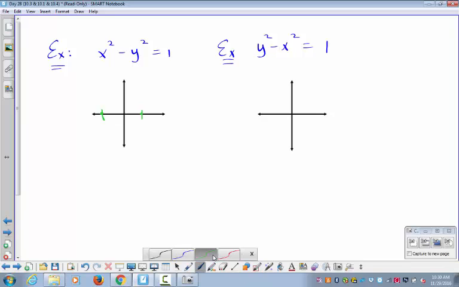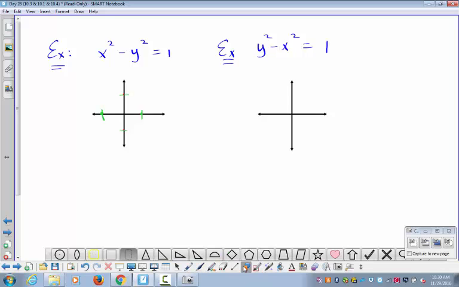y squared equals -1, no solution in the real numbers. So this one has x-intercepts and no y-intercepts. And you can put an invisible dot here that's not going to be part of the graph if you want, because that will allow us to build what is usually referred to as the fundamental rectangle right there.